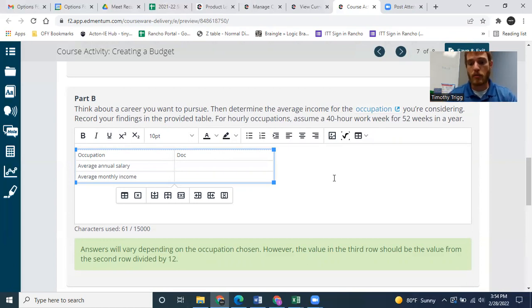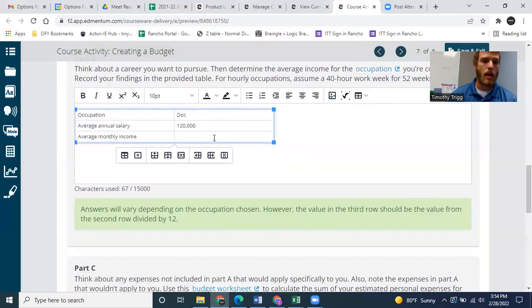Then you'd put the average annual salary. So I'm going to make this number up just so it's easy for me to do. I'm going to pick $120,000 for a doctor. Now, doctors usually make more than this, but I'm just going to use a number that's easy for me to use. Again, you should look up an occupation that you're interested in and put the average annual salary. And you could easily Google that. Average annual salary for, and then whatever career you're interested in, okay?